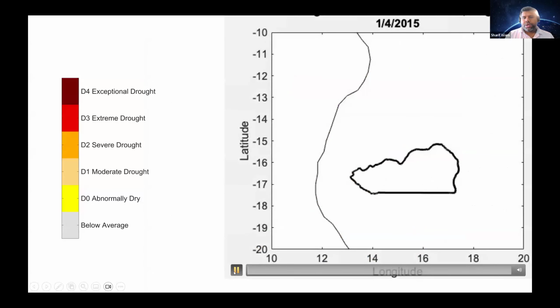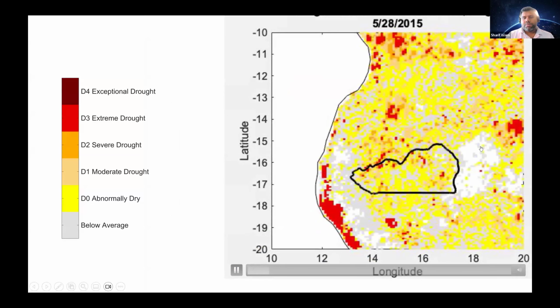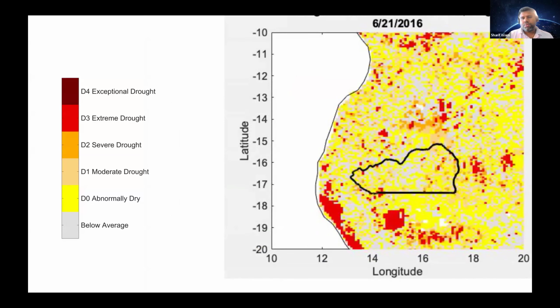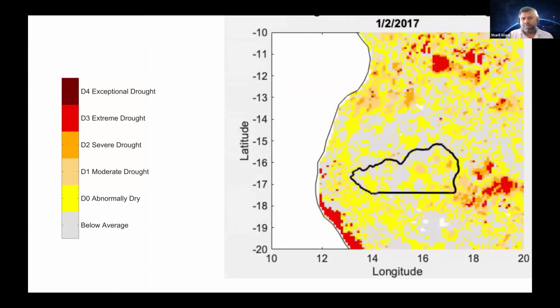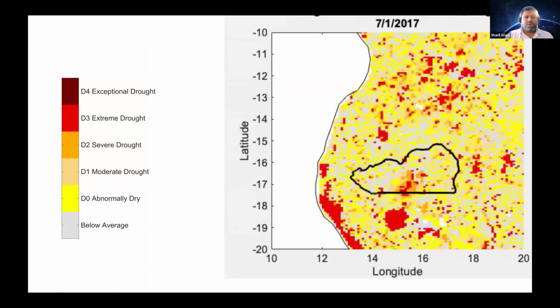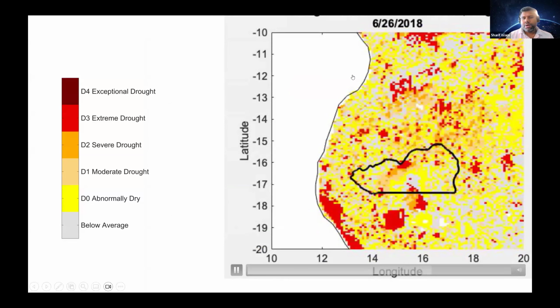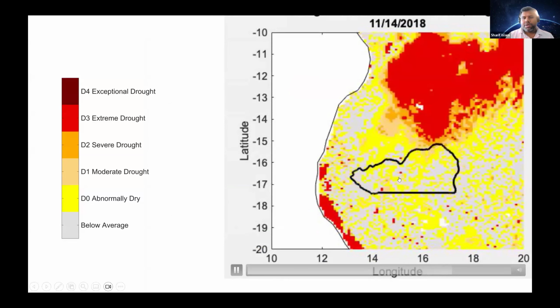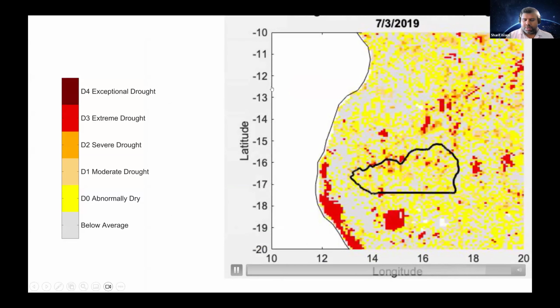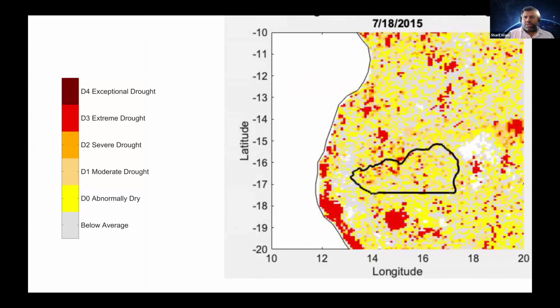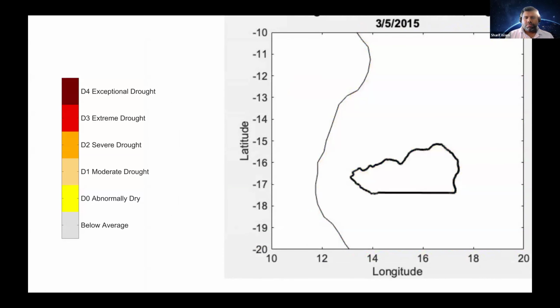And this video is showing how, as I mentioned, the data is available every 2-3 days. So we used all the images available to see how drought is changing over time. This video shows how this province called Kanene is impacted by drought over time. So this shows the historical pattern of drought in this region.